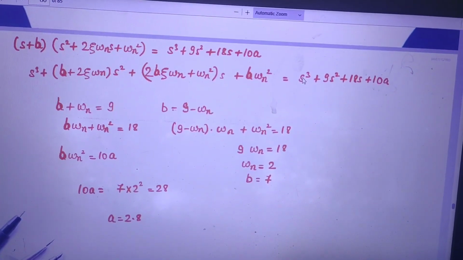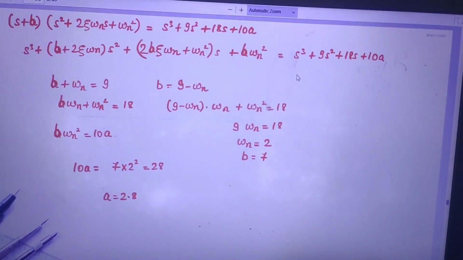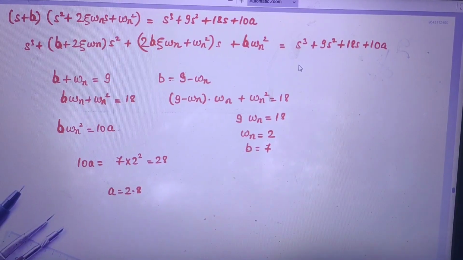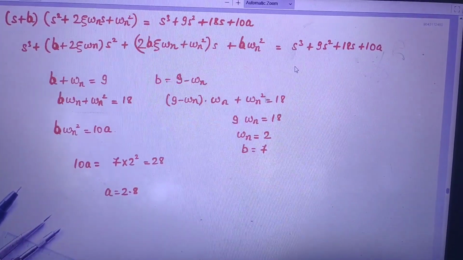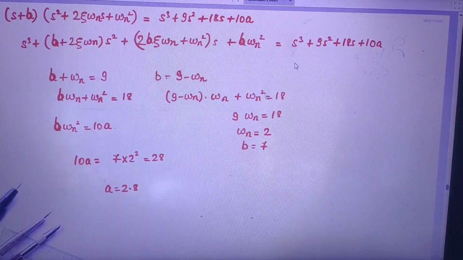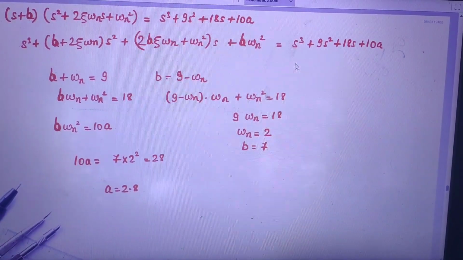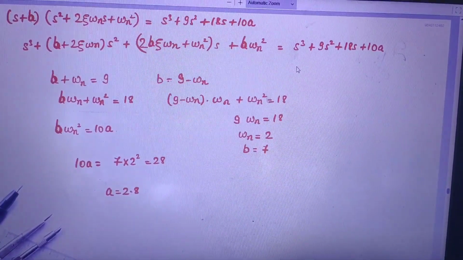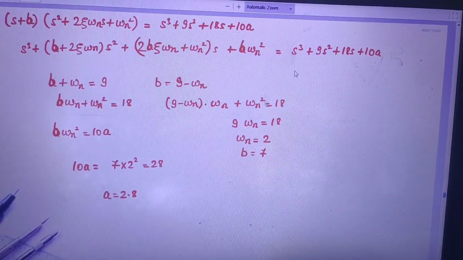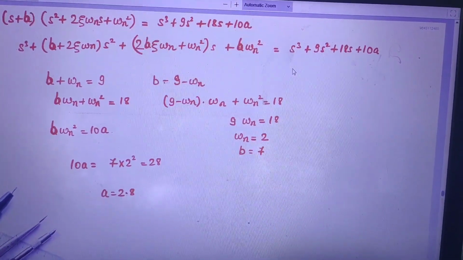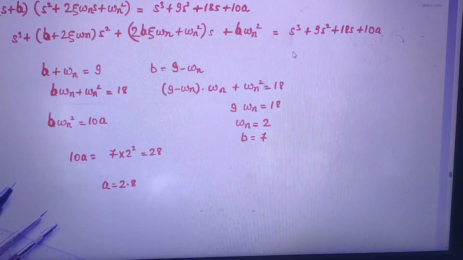Now multiply the second order system s square plus 2 eta omega n s plus omega n square with s plus b, so that it will be easy to calculate and compare the coefficients given in the transfer function and solve the problem.